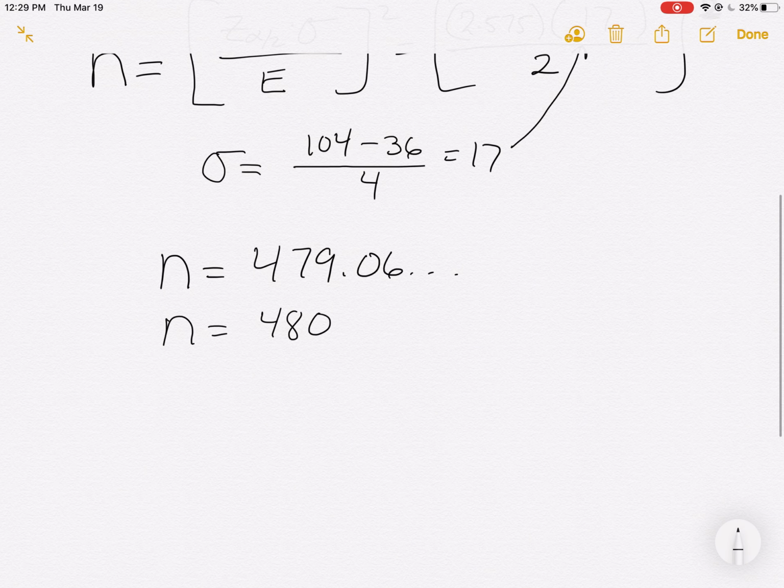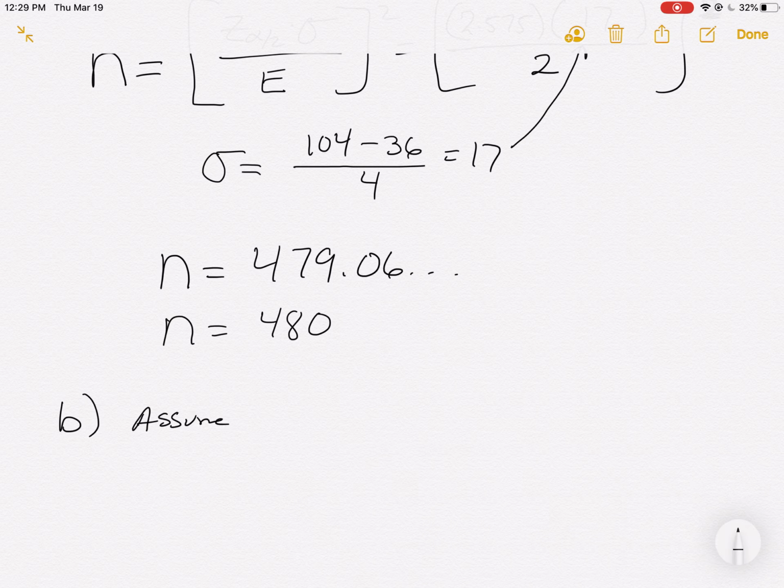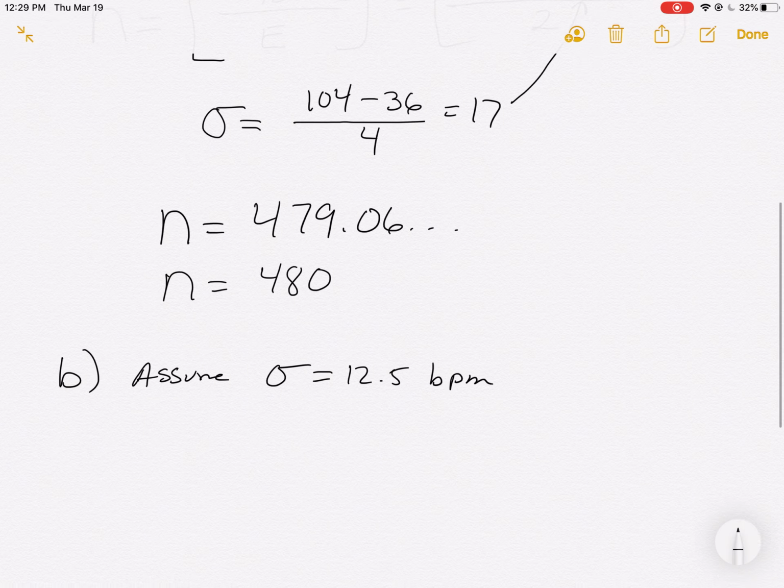Now, if you noticed in that problem, I didn't type it out. There's a part B. And part B says, hey, do the same thing, but this time assume sigma is equal to 12.5 beats per minute. Now, where they're getting that from, they describe it. They're saying that was a sample standard deviation for the 147 women. It's not the population one, but let's use it, is what they're saying in part B.